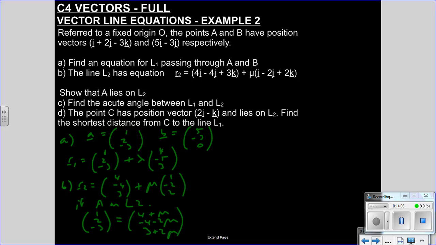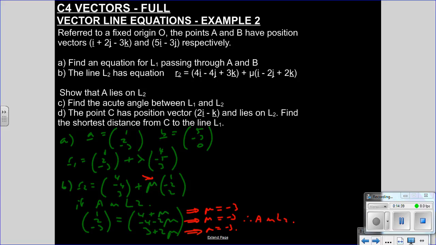Now if A does lie on L2, then the mu's got to be the same, doesn't it? The mu has to be consistent throughout because it's timesing everything. So if it's inconsistent, A can't lie on L2. So from the top, I can see that 1 equals 4 plus mu, so therefore mu must be minus 3. From the middle, if I move that minus 4 over, I get 6 is minus 2 mu, so therefore mu must be minus 3. And finally, on this last one, you can also see that mu is minus 3, therefore A is on L2.